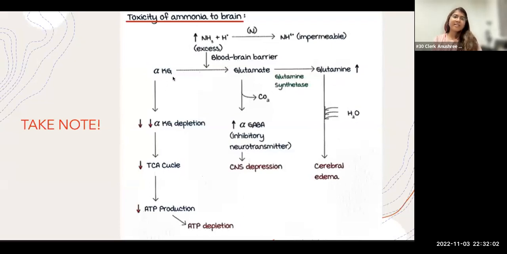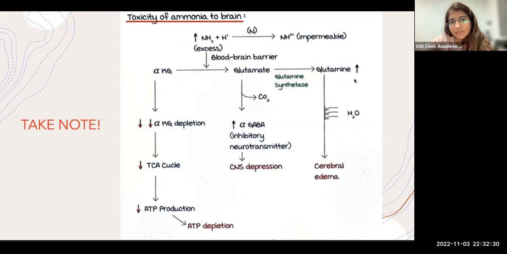So when this happens, there is more ammonia. So there is more of alpha ketoglutarate changing into glutamate. Okay. So this glutamate then changes into glutamine via the glutamine synthetase. So as the levels increase here, more of this is formed, glutamine levels will start rising. So why is it getting toxic to the brain?